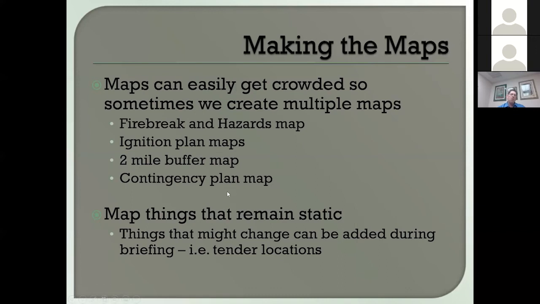I always say you want to map things that are going to remain static. Things like a gate access or gate let down typically aren't going to change. But if you've got tender locations, maybe don't mark those on there because they're harder to move. Obviously, if you're doing your briefing, you can say, okay, we moved this tender over here. But it's just easier to mark all the things that are going to remain static and not move.